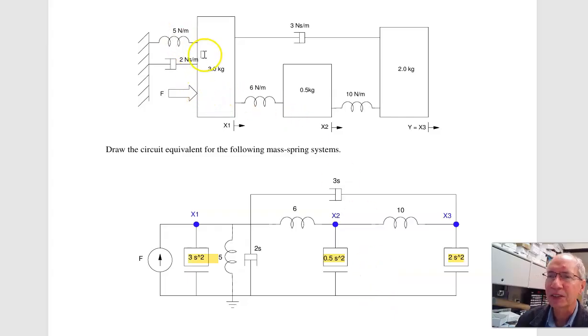Then add everything else. Between mass 1 and ground, I have a spring of 5. I have friction of 2, that's 2s. I have a force. As force is positive, x1 increases, so the arrow goes up. Between 1 and 2, I have a spring of 6. Between 1 and 3, I have friction of 3s. Between 2 and 3, I have a spring of 10. And that's everyone. So here's the circuit equivalent.